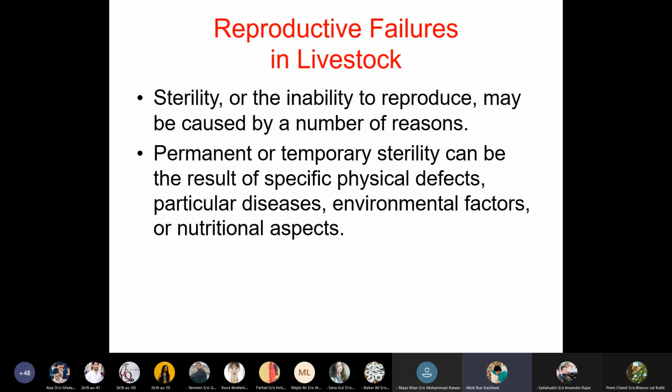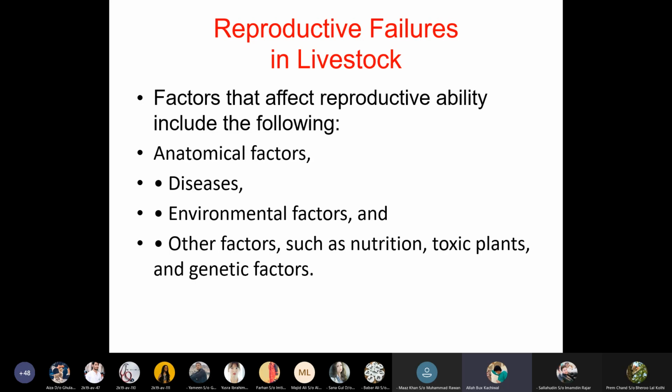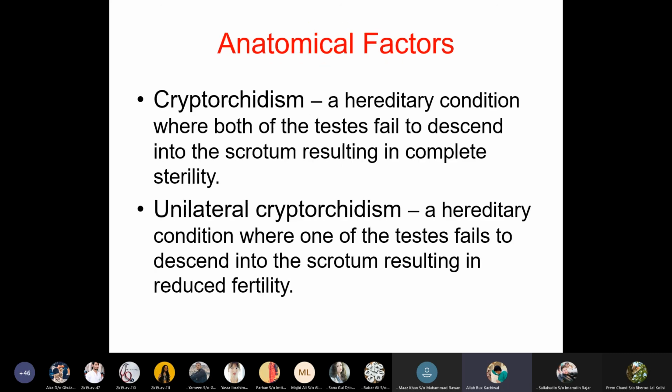Reproductive failure in livestock: sterility, or inability to reproduce, may be caused by a number of reasons. Permanent or temporary sterility can be the result of a specific physical defect, diseases, environmental factors, or nutritional aspects. The factors that affect reproductive ability include anatomical factors, diseases, environmental factors, and other factors such as nutrition, toxic plants, or genetic factors.